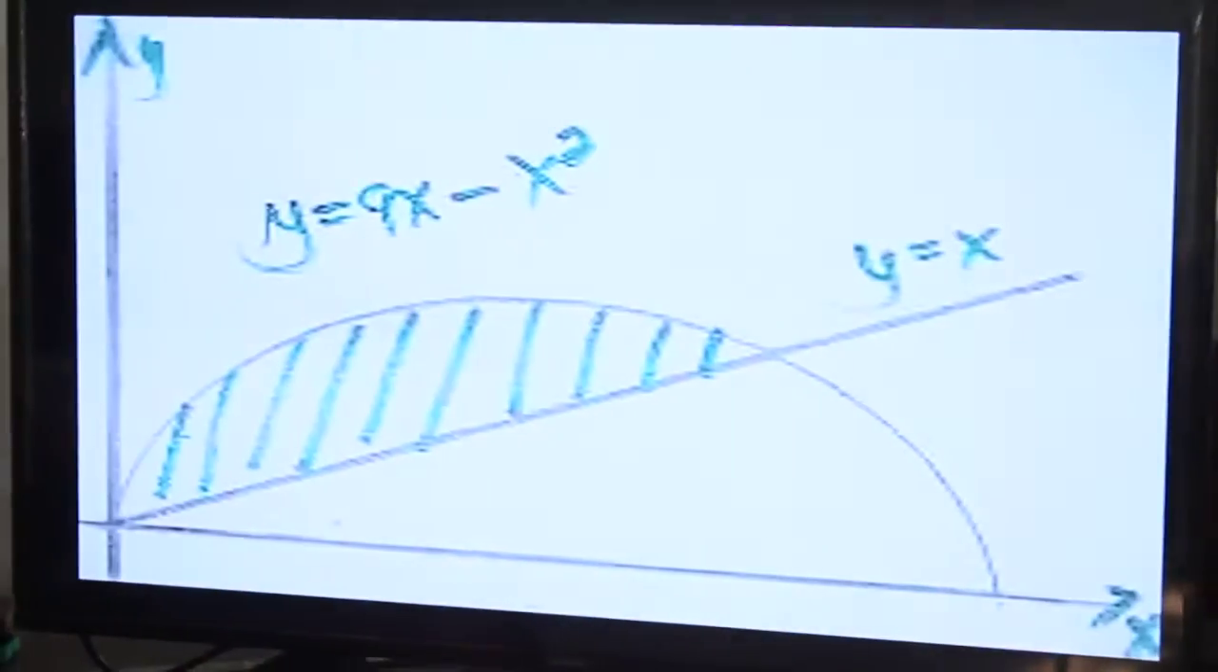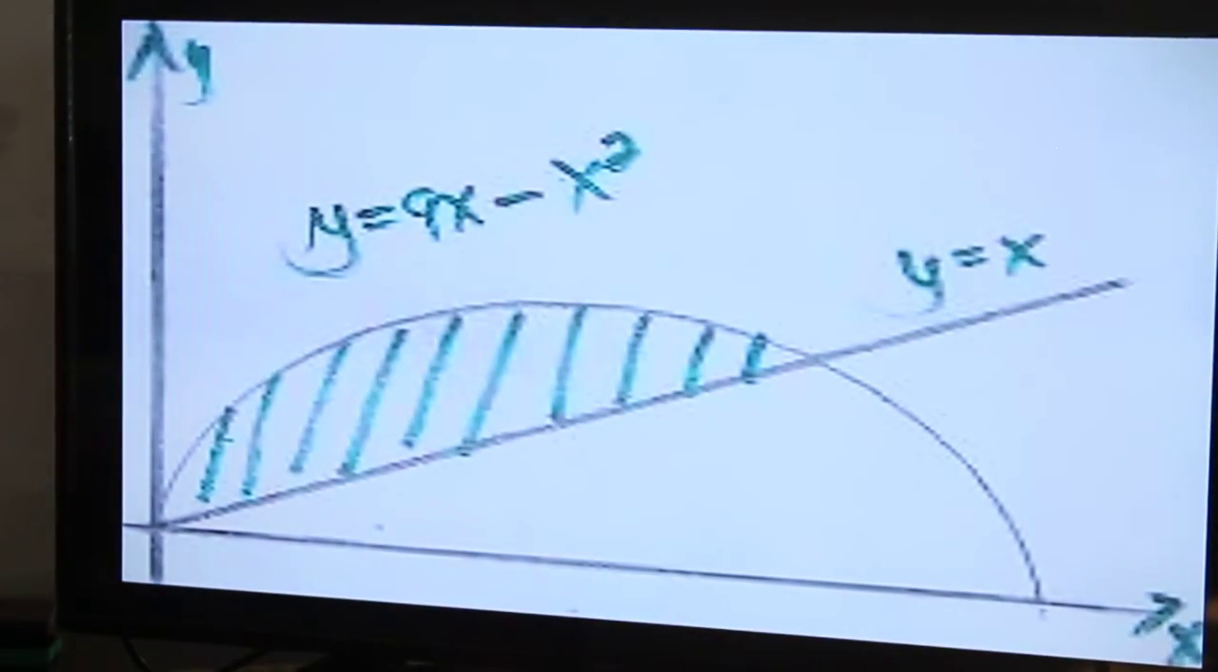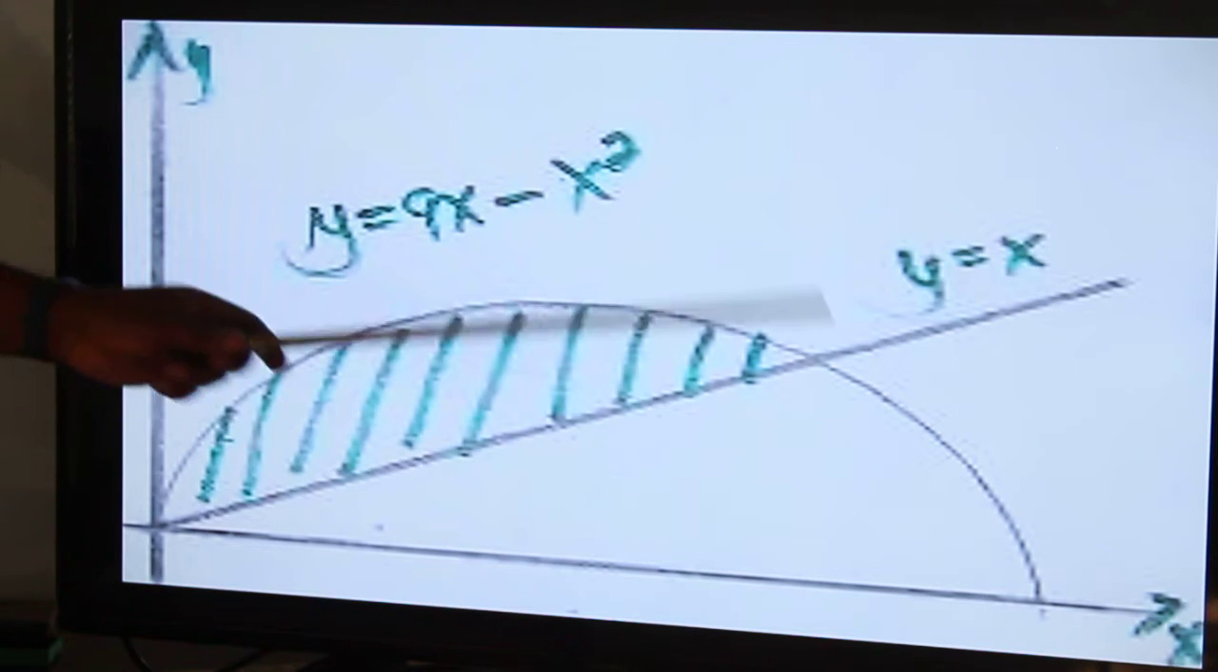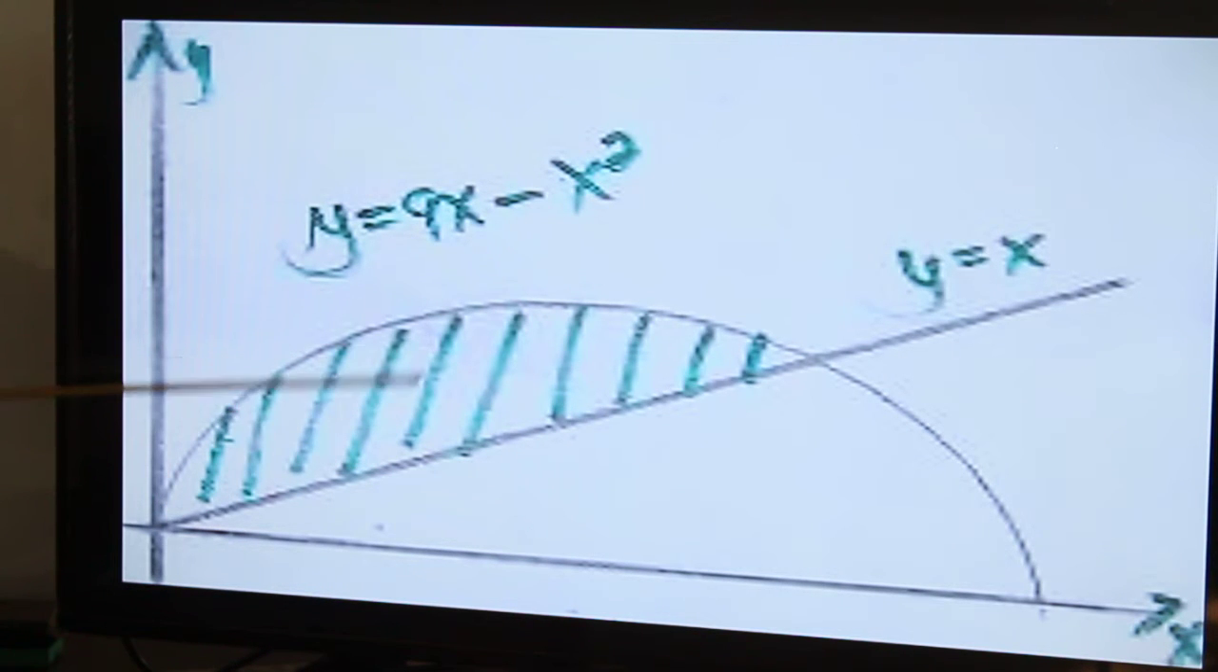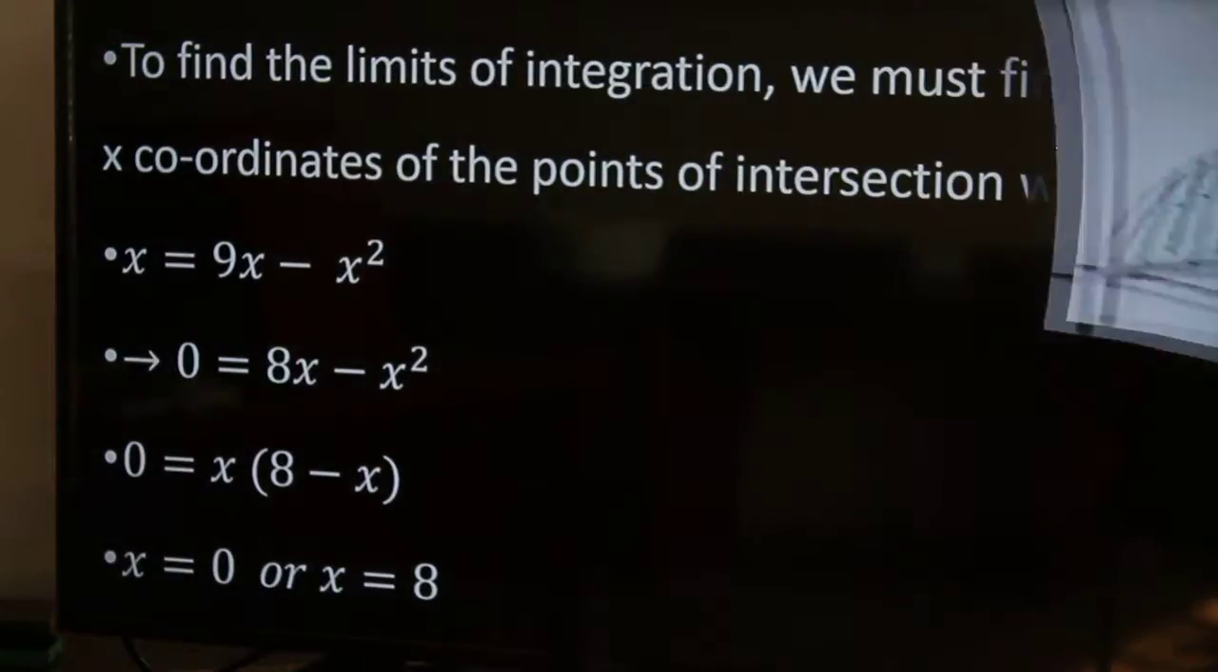So the region is enclosed by the two of them. This is the straight line, and this one is the curve. So the required region is between them. The first thing that you're going to do is to obtain the limits. So how are we going to obtain these limits? You can see what the examiner is telling us.